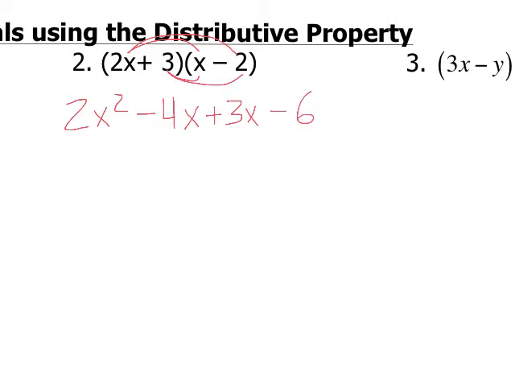Make sure you're perseverant and finish your problem. Yes, it is negative 2. So I have like terms here in the middle, negative 4x and 3x. So 2x squared hangs out front. Negative 4x and 3x makes negative 1x. And then my minus 6 at the end.